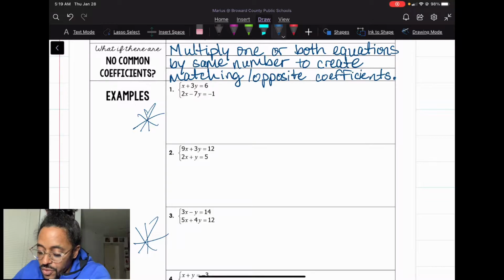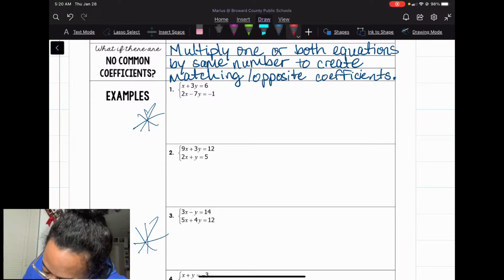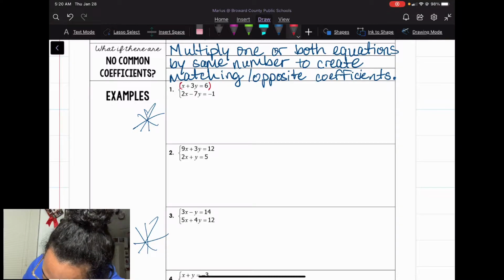Number 1, the first equation is x plus 3y equals 6. Number 2 is 2x minus 3y equals -1. Now, we get to choose which variable we want to eliminate. For the sake of this problem, I'm going to go ahead and choose to eliminate the x variable first. And to accomplish that, I need to multiply everything in the first equation by -2, okay? So when I do that, I'm going to multiply everything in the first equation by -2.